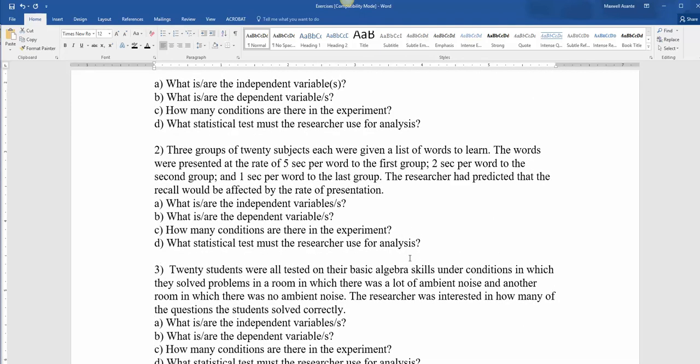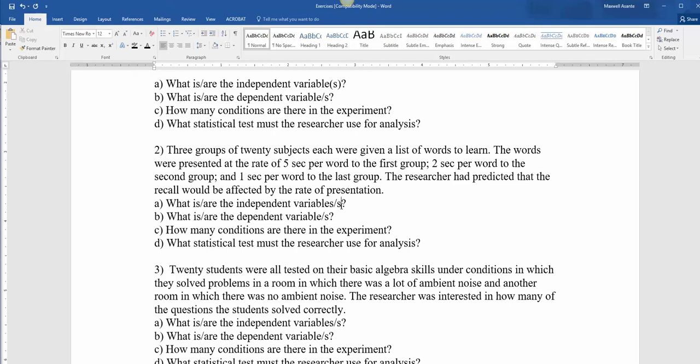The second question is this. Three groups of 20 subjects each were given a list of words to learn. The words were presented at the rate of 5 seconds per word to the first group, 2 seconds per word to the second group, and 1 second per word to the last group. The researcher had predicted that the recall will be affected by the rate of presentation.